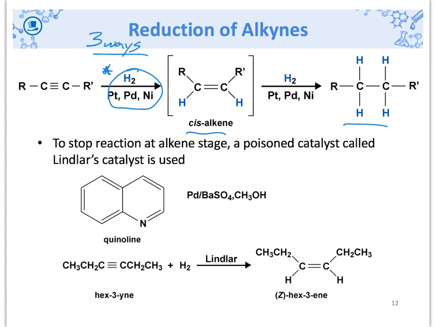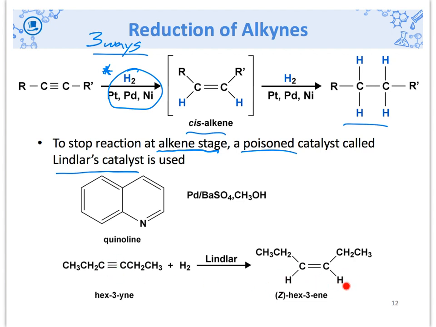So this one, you just keep right on reacting, just like you did before. Any pi bonds, H2 with palladium, platinum, or nickel, just keeps reacting, and you get two cis additions, but you end up with an alkane. Now, if you wanted to stop it at the alkene stage, there's a way. That's the second new way. It's a poisoned catalyst called Lindlar's catalyst. Again, none of these you need to know the mechanism for, but you need to know what products you get.